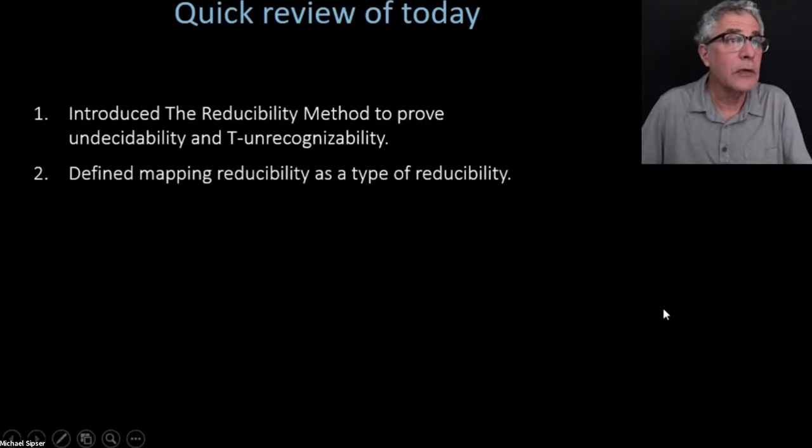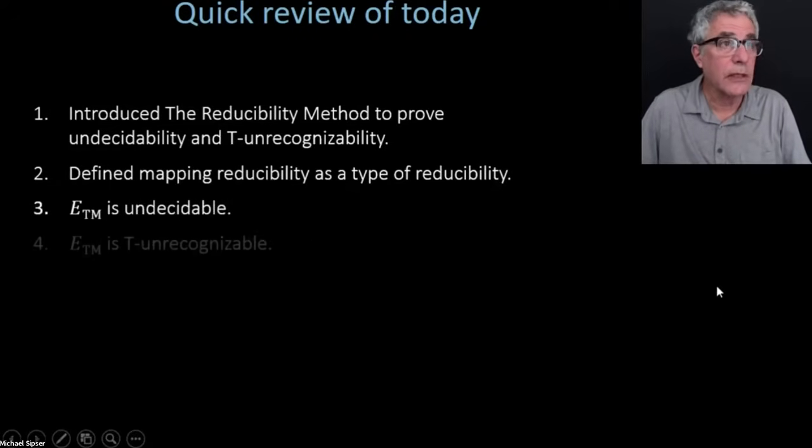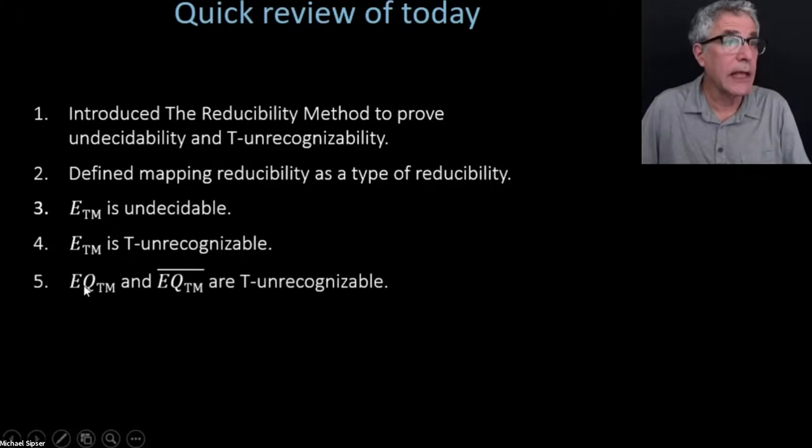Anyway, quick review. We introduced the reducibility method. We defined mapping reducibility as a special kind of reducibility. We showed ETM is undecidable and unrecognizable, and that Eqtm, both it and its complement, are unrecognizable.